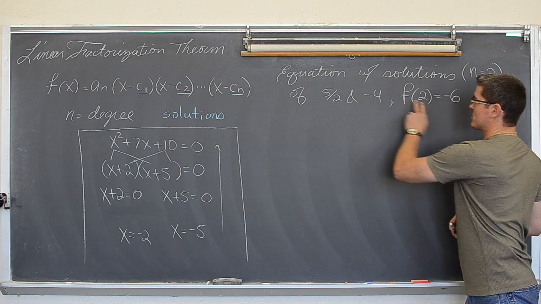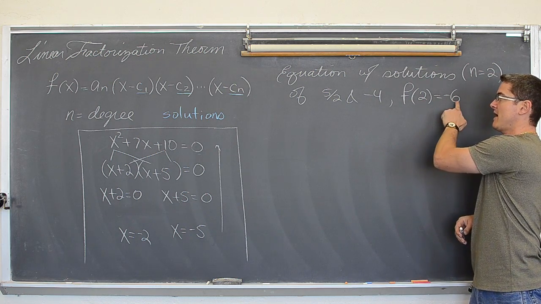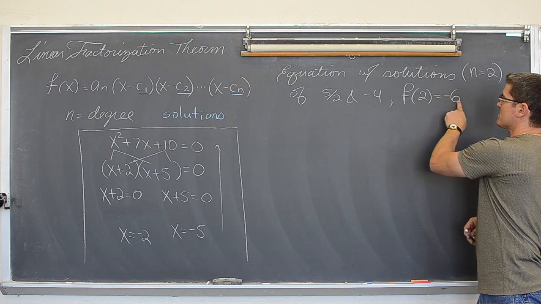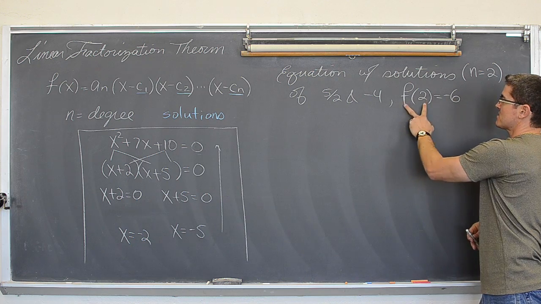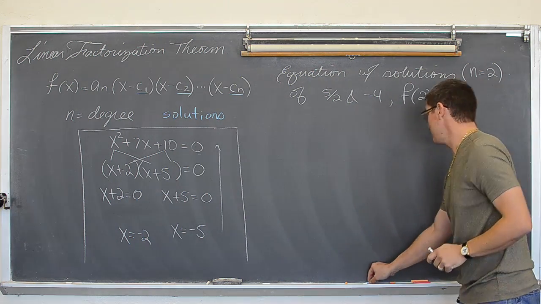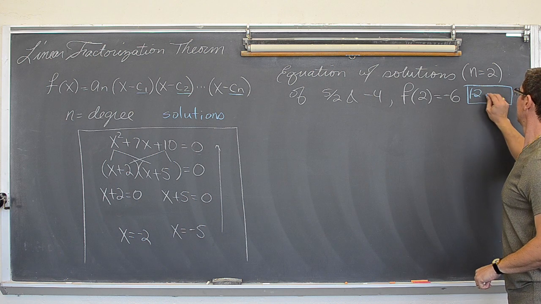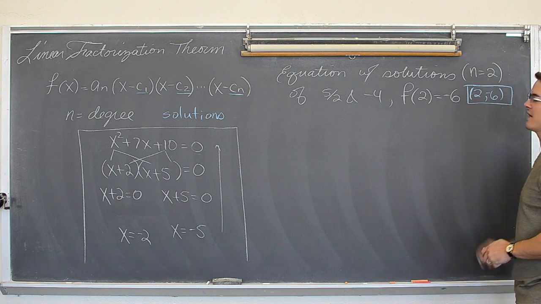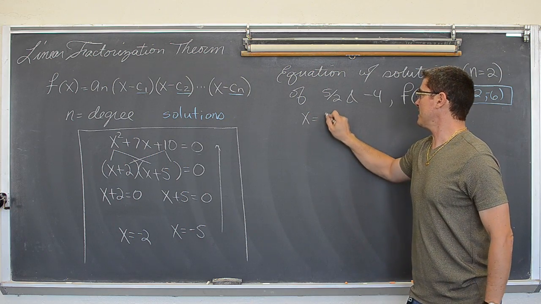Solution, two real solutions, and goes through this point. Now this is function notation, so this is x and y, right? F of x equals -6. So this -6 is the y value. So you might want to see this as +2, -6. Okay, so these are solutions for x.